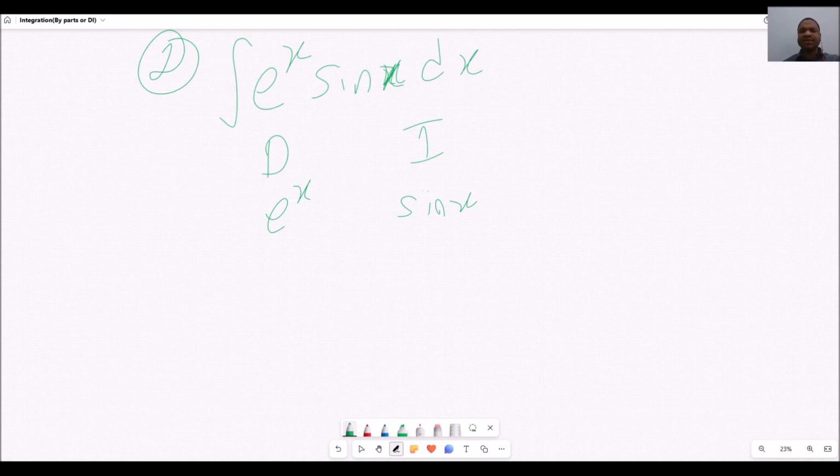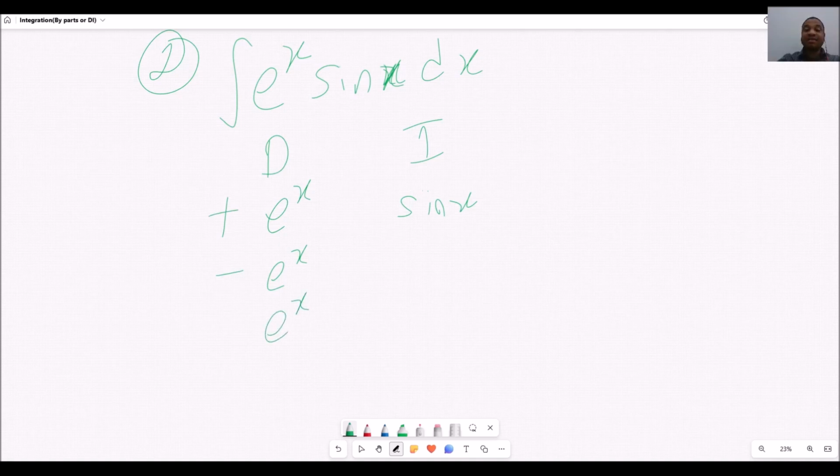Anyone you can integrate easily, take it to be differentiation. Normally if you have algebra, make it D, because you can easily differentiate it. So you are actually using ILATE, but anyone you feel you can integrate easily, take it as D. If you're already good in differentiation, take it. If I differentiate this, e to the power of x, remember this is plus minus. So e to the power of x remains e to the power of x.